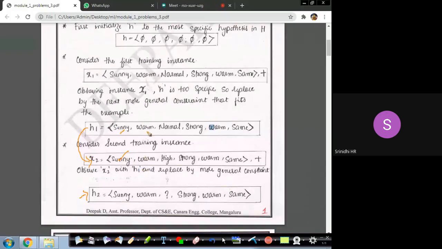Next I have warm, so it will be the same. The third attribute for hypothesis 1 is normal, and here I have high. I will replace it with a question mark. It means that I am making it more general. My main goal is converting from the most specific hypothesis, making it a more general one. Next I have strong, and both are the same. Warm and same are also the same, so I'll keep them as they are. So, are there any doubts? Can we move further?